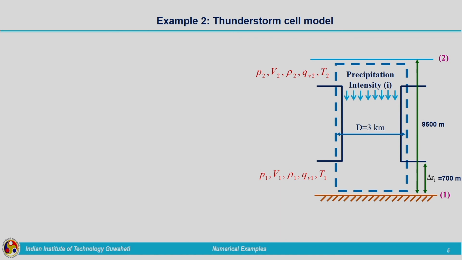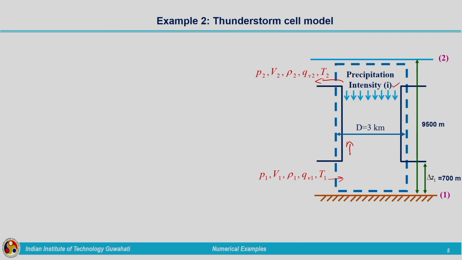So, this is the schematic representation of a thunderstorm cell, which we have seen already while deriving the equation for the thunderstorm cell. We had an inflow region, and water vapor is rising up and coming out through the outflow region, and due to condensation we are getting precipitation which has an intensity of I.